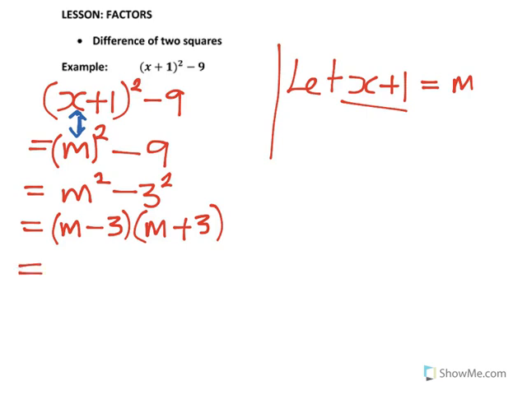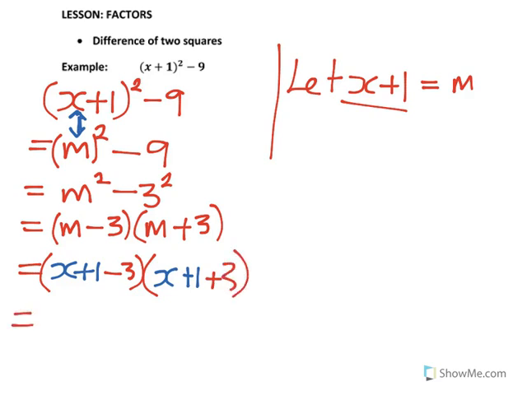This was a simpler way of trying to avoid confusion of the x plus 1. But when you have done it now, you replace back m as x plus 1. So where there is m now, you put the original version, x plus 1 minus 3. Remember, that's where your m was. And then you have got x plus 1 plus 3. So you can see x plus 1 is the one that was representing m there.